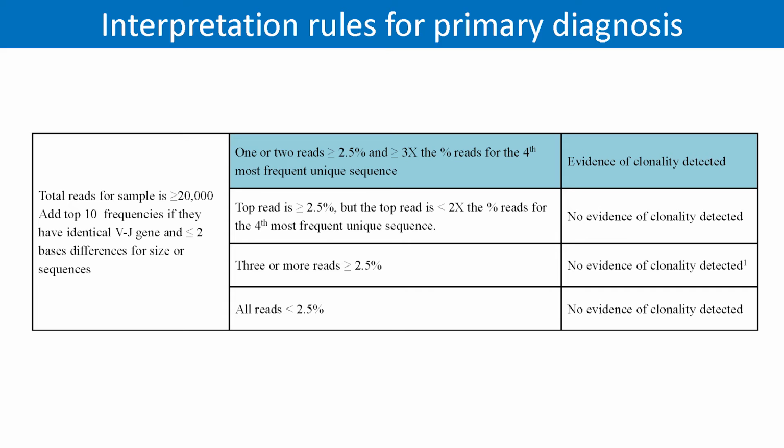we require at least 20,000 reads overall, but in general, for all of the samples that we have, more than 500,000 reads, so the sensitivity with that number of reads would be very high. We require the clone to be at least 2.5% of the rest of the reads, and also 3 times the background reads. And that's what we usually use for the initial assessment of the patient.